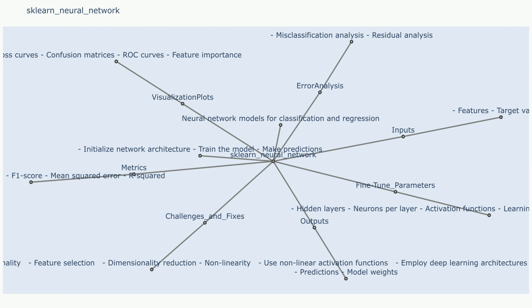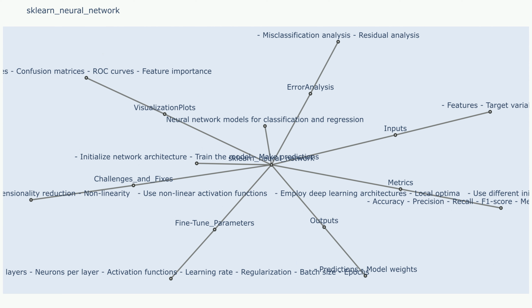Challenges and fixes. Challenge 1: overfitting: the model learns the training data too well and performs poorly on unseen data. Sample use case that resulted in challenge 1: training a neural network on a small data set with a complex architecture. Fixes to challenge 1.